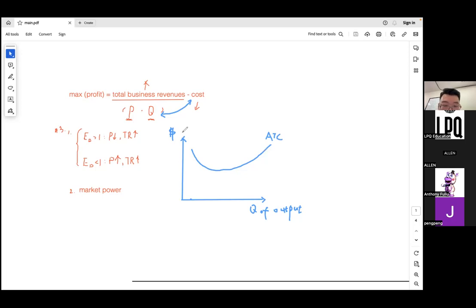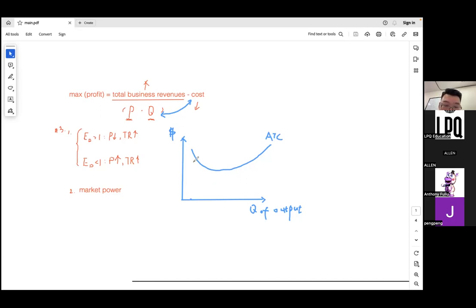Given this question, my last question in this introduction is, if we don't consider price, because in this graph we don't build the price information into our model, and we can only see the relationship between how many units you produce and ATC, where should I produce? Where is the so-called optimal production level?